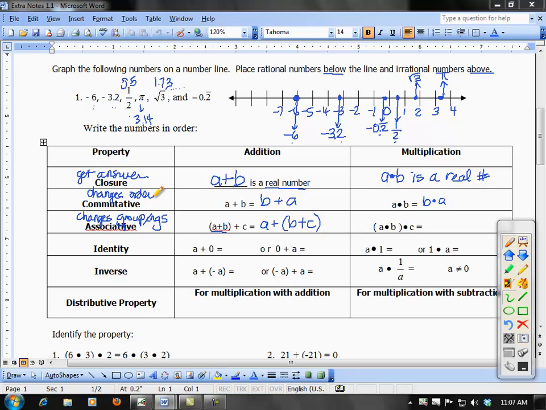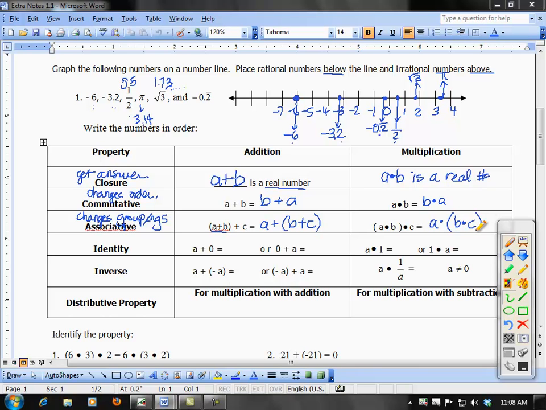And you'll notice I didn't change the order of my letters here in the associative property, I just changed where my groupings were. Same thing in the multiplication. Instead of doing A times B first, I could decide to do B times C first and then multiply it by A.